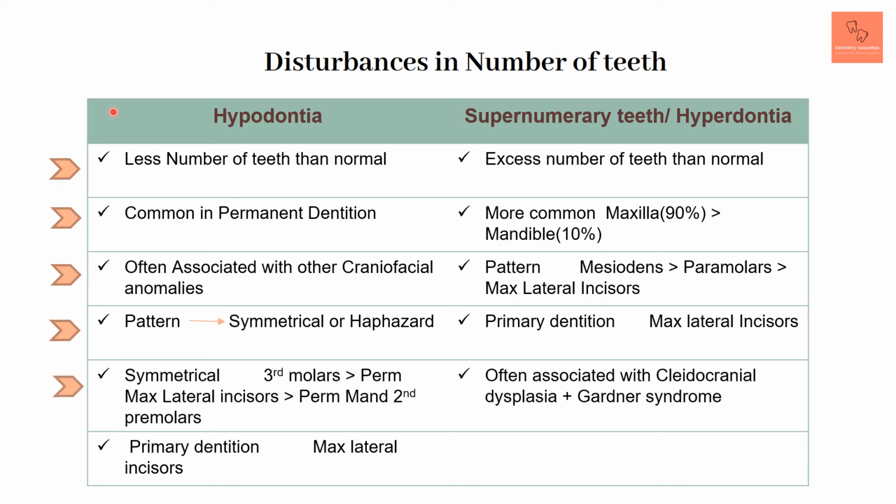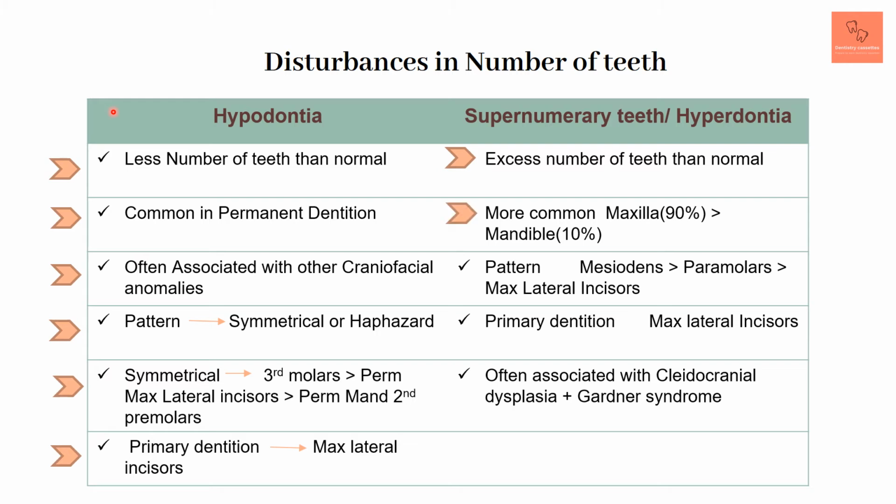In case of symmetrical pattern, the sequence of most affected teeth are the third molars, then the permanent maxillary lateral incisors, followed by the permanent mandibular second premolars. Again, the primary dentition is not commonly involved, but if found involved, the most commonly affected teeth are the maxillary lateral incisors. Conversely, hyperdontia, also known as supernumerary teeth, is when extra teeth are present.